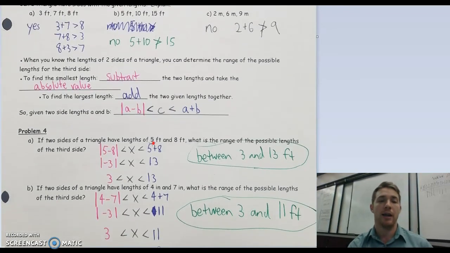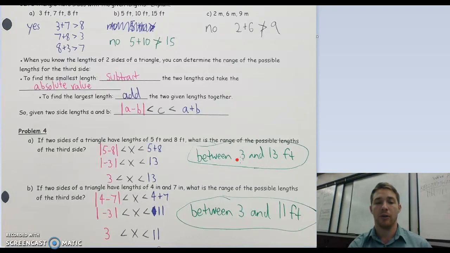If we're given lengths of 5 and 8 feet, again, we want to find a possible range that would work. We don't really have to call it C, I just called it X in that example, but the smallest length is when I take the absolute value of the difference of those 2. So 5 minus 8 is negative 3. Absolute value is 3. That's the shortest boundary on my sides. And also if I add the 2, 5 plus 8 is 13. So I know that if I'm trying to form my triangle and have it satisfy the triangle inequality theorem, that third side has to be between 3 and 13 feet.